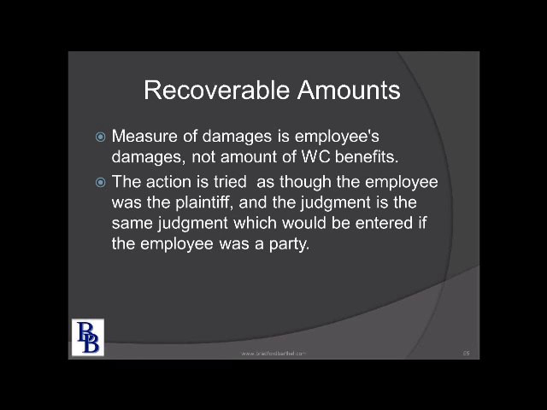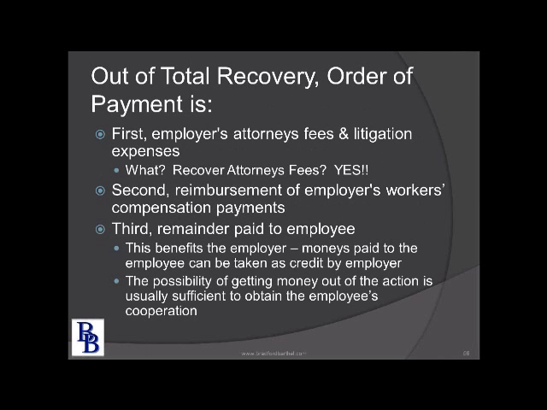Now, the recoverable amounts are a little different. I want to talk about that for a second. As before, the measure of damages is the employee's damages, not the workers' comp benefits. I've got an example I want to show you about that later, but it's important to know. And secondly, the action is tried just as though the employee was still the plaintiff, even though you're the workers' comp carrier, and the judgment that's entered is the same judgment which would be entered if the employee was a party. That means it includes not only your workers' comp benefits, it includes the employee's wage loss, it includes the employee's pain and suffering as well. And that's important because out of that judgment, you can get some things you could never get any other way.